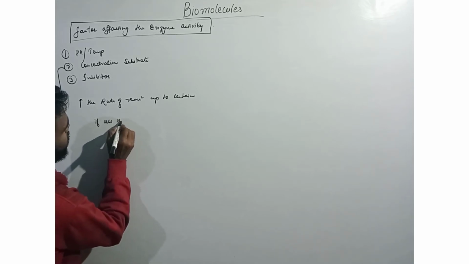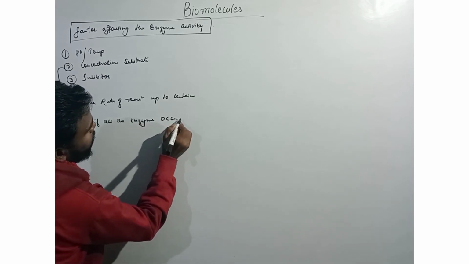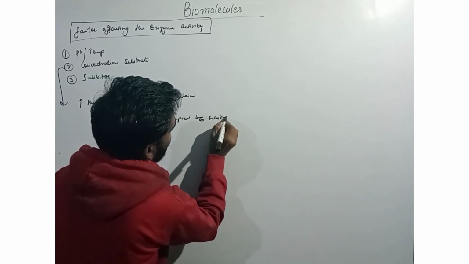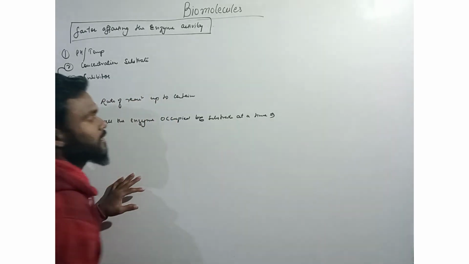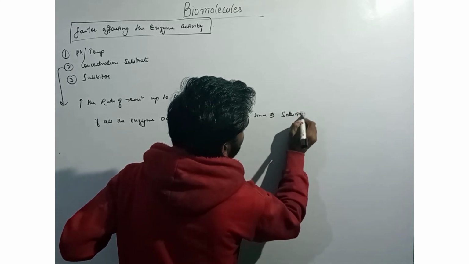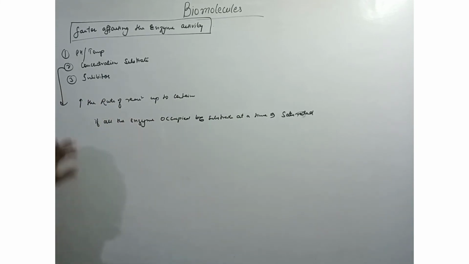if all the enzyme is occupied by substrate at a time, that is called saturated. It means that the enzymes become saturated. There are no enzymes left behind. That is called saturated. It means that the rate of reaction will increase up to the saturation point, then it will remain constant.